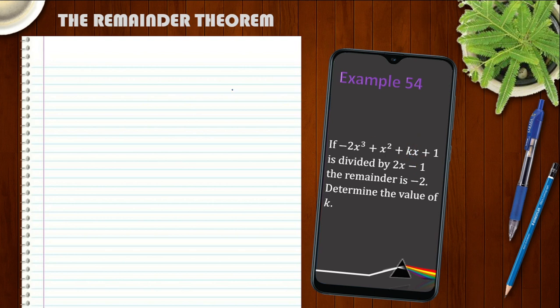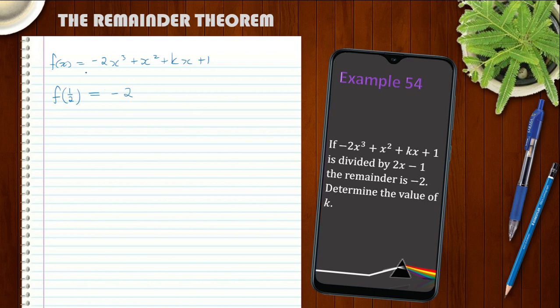All the steps we've been following apply, where our f(x) will be equal to minus 2x to the power 3 plus x squared plus kx plus 1. What it says now is that I want to substitute in a half, and then my remainder will be minus 2.